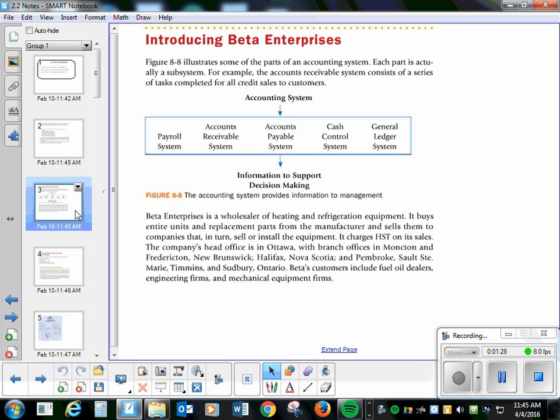Beta Enterprises is a wholesaler of heating and refrigeration equipment. It buys entire units and replacement parts from the manufacturer and sells them to companies that in turn sell or install the equipment. It charges HST on its sales. The company's head office is in Ottawa, with branches across Canada as well. Beta's customers include fuel oil dealers, engineering firms, and mechanical equipment firms.